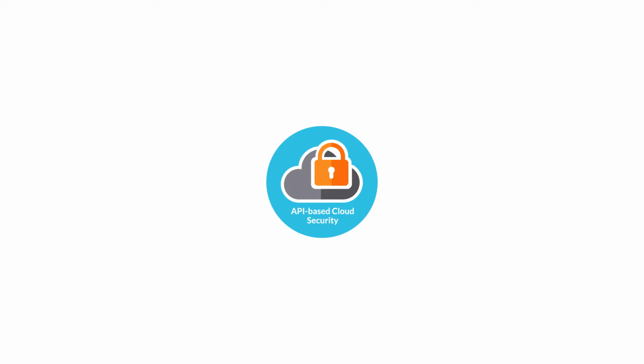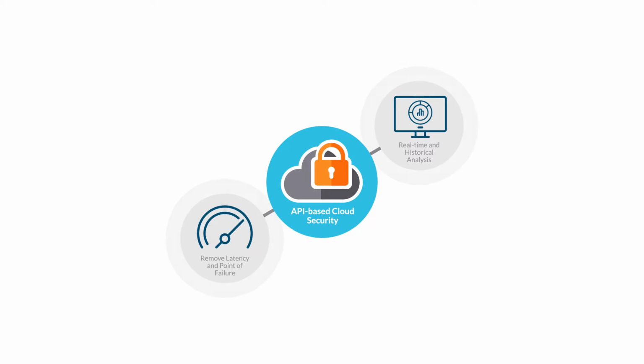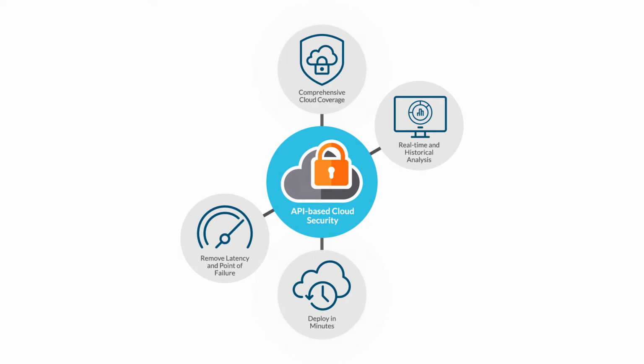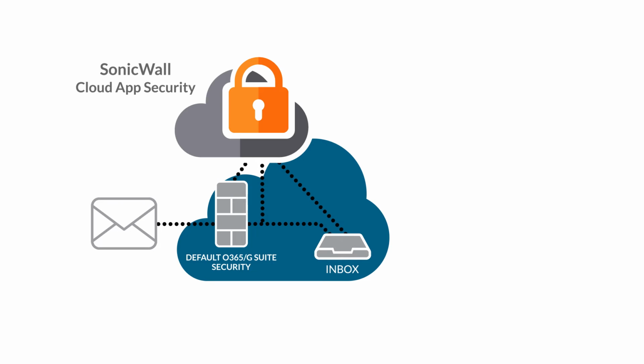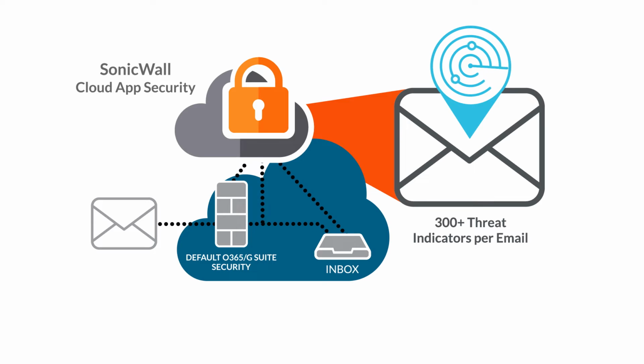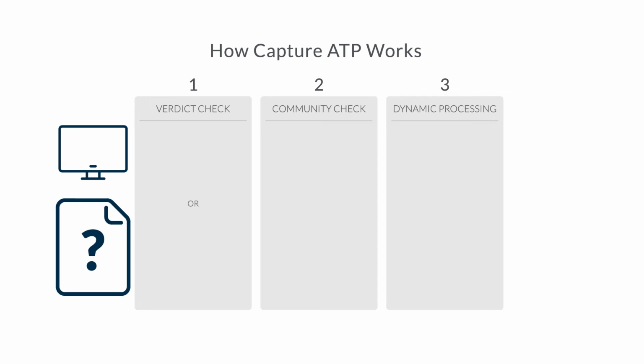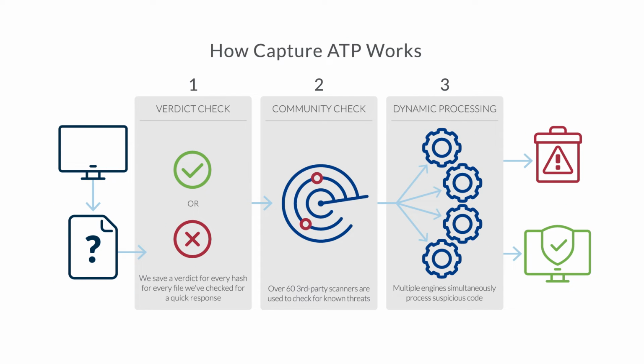This out-of-band approach to security enables complete traffic analysis and granular control of cloud applications while providing a seamless user experience on any device. Cloud App Security also adds an additional layer of defense to Office 365 and G Suite security, with virtual inline protection that uses machine learning-based anti-phishing to analyze over 300 different indicators in inbound, outbound, and internal email. And integration with SonicWall Capture ATP's multi-engine sandbox lets you scan for zero-day malware in email attachments and data at rest in file storage applications.